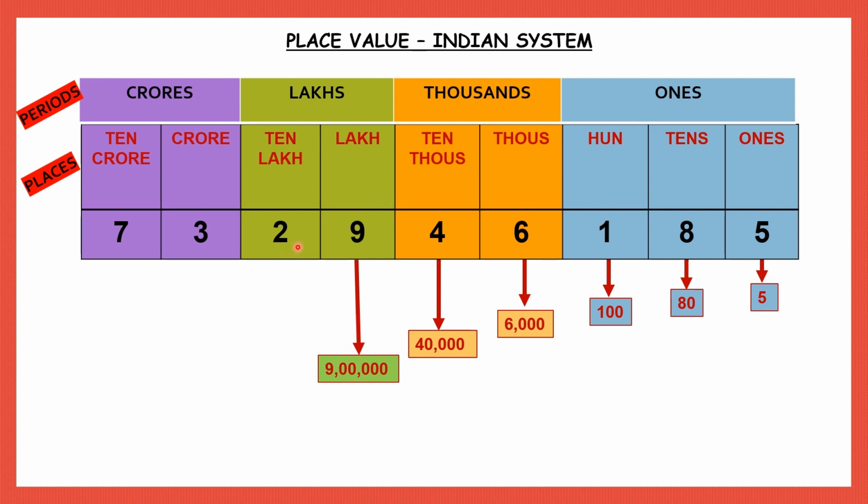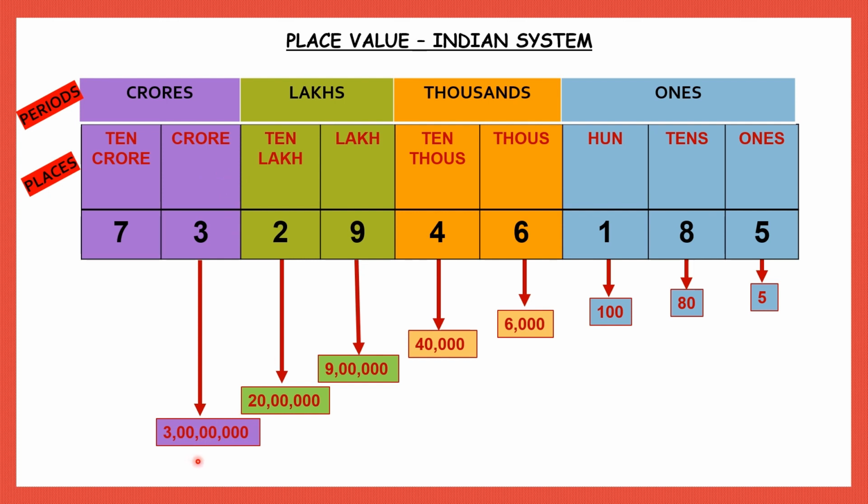What is the place value of 2? 2 is in the 10 lakhs place. So the place value of 2 will be 20 lakhs because we multiply 2 into 10 lakh. Now the next one is the digit 3. What is the place of 3 in this number? It is in the crores place. So 3 into 1 crore will be 3 crore. Now look at 7. 7 is in the 10 crores place. That means the place value of 7 will be 7 into 10 crore, which is 70 crore.